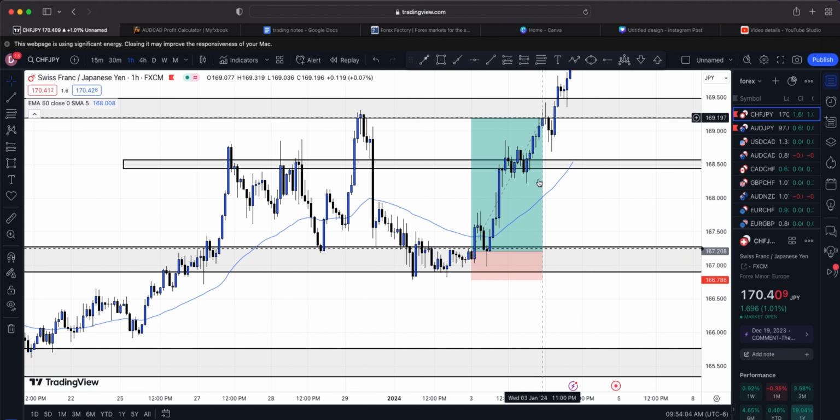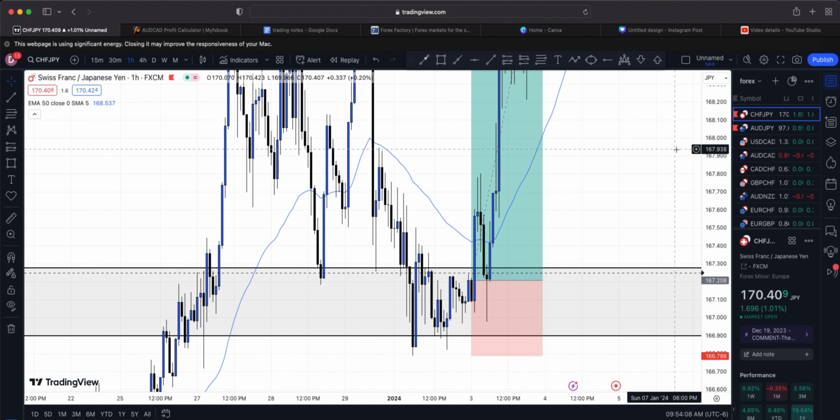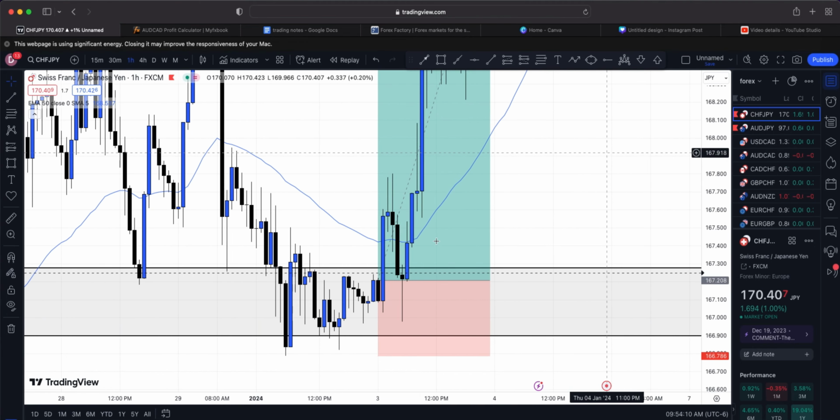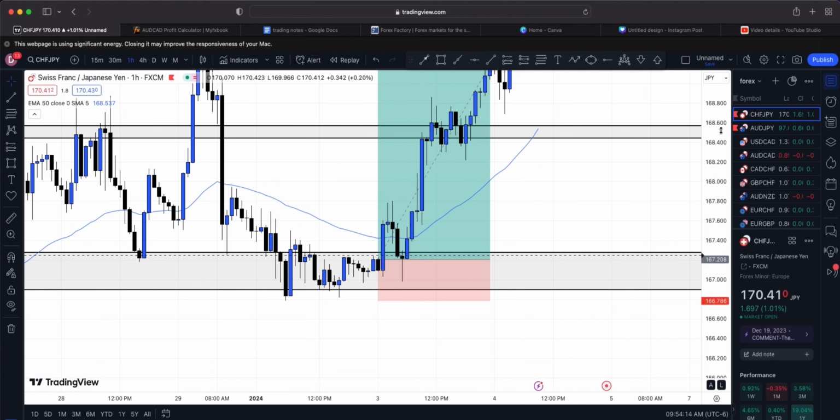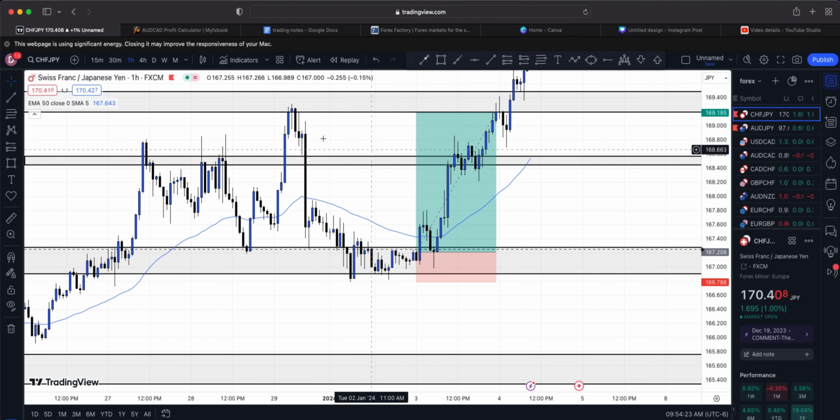I did exactly what I said I was going to do. We waited for that bullish engulfing candle, which we got right here. Our stops right below this previous low, and our take profit right at the previous high. That's all it is. That's all I did.